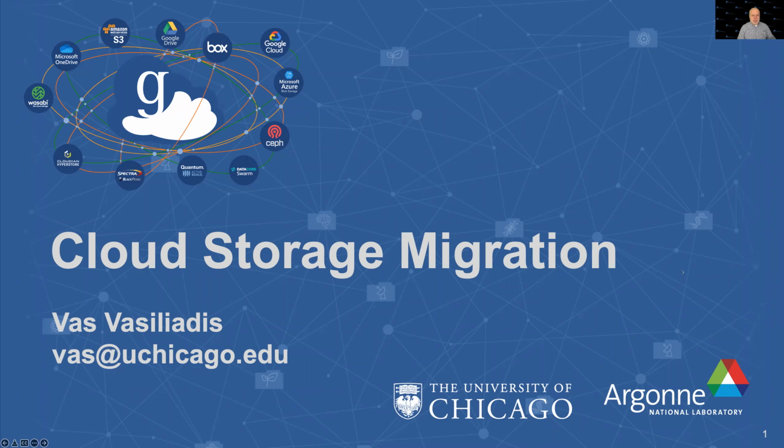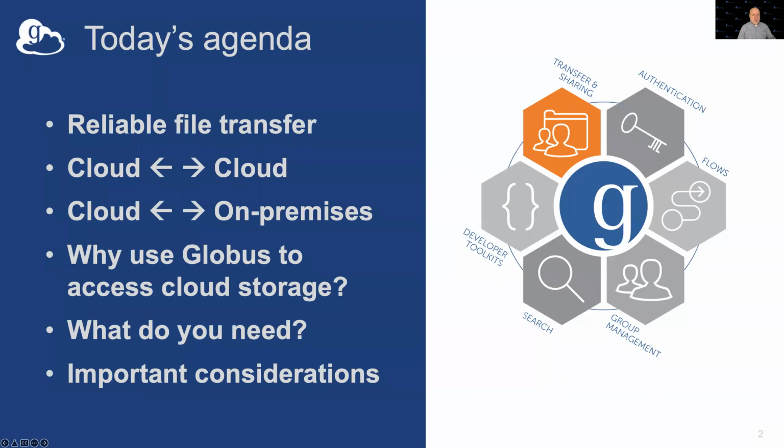And today I'm going to talk about how Globus is being used and can be used, not just to migrate data to the cloud, but also to move data between different cloud service providers, to distribute data to different cloud service providers, and also to move data from the cloud to on-premise. All those types of flows are things that people are doing fairly routinely nowadays.